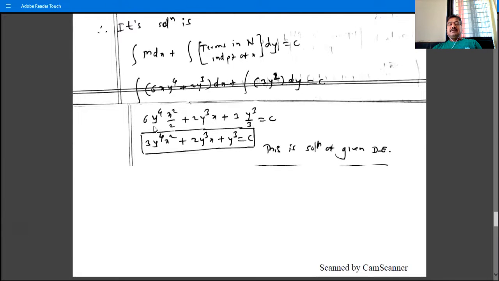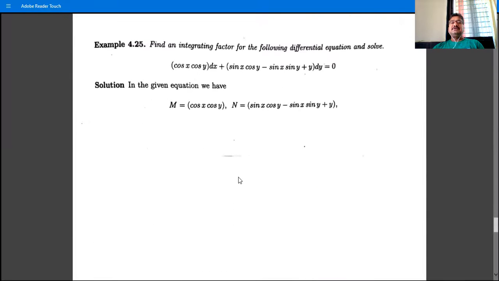So after integration with respect to x, 6y raised to 4 is constant. Integration of x is x square by 2. 2y cube is constant, and integration of a constant is constant into variable. So 2y cube is constant because integration is with respect to x. So 2y cube integration is 2y cube into x, plus 3 integration of y square, which is y cube by 3, is equal to constant. So after simplification, we have this as the general solution of the given differential equation.